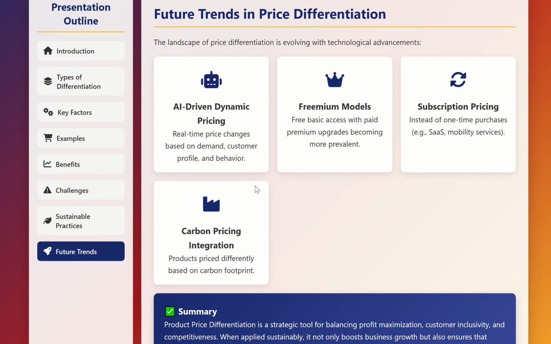I want to give you a project. My students, go through these future trends and develop one project that captures either AI-driven pricing, premium models, subscription pricing, or carbon pricing integration.